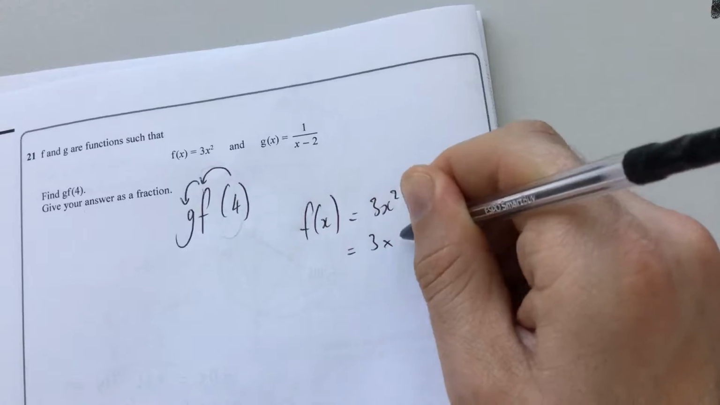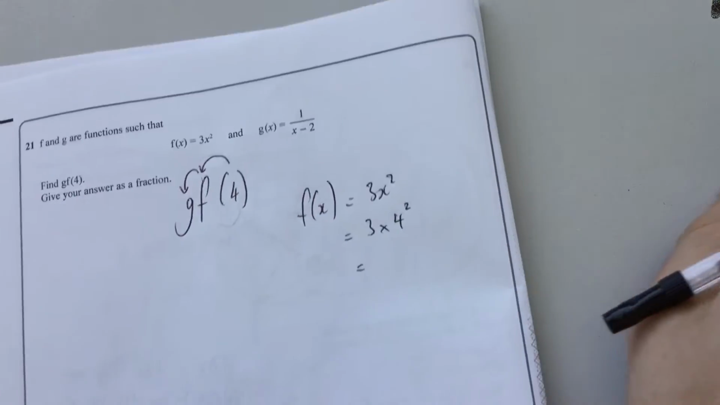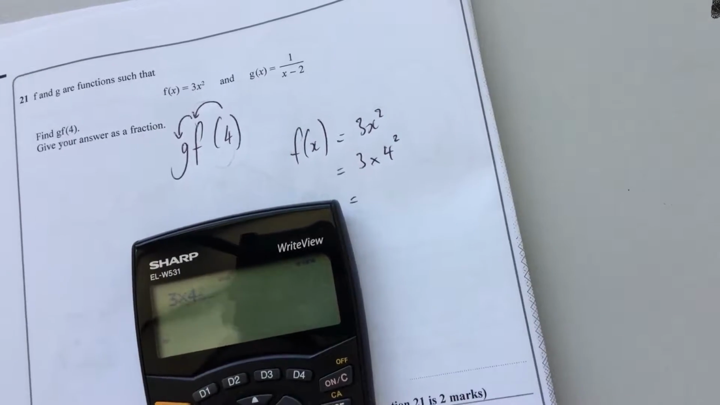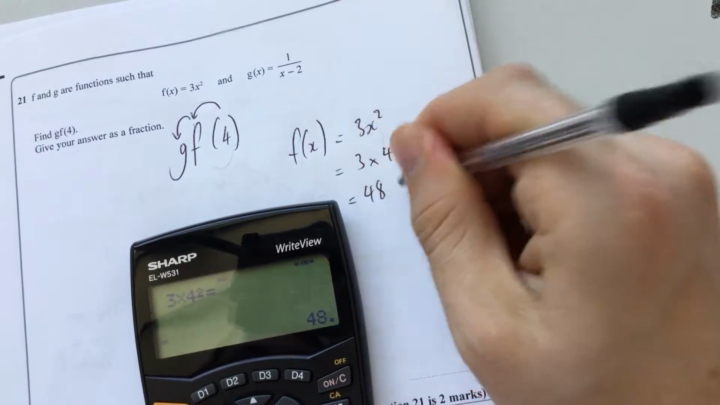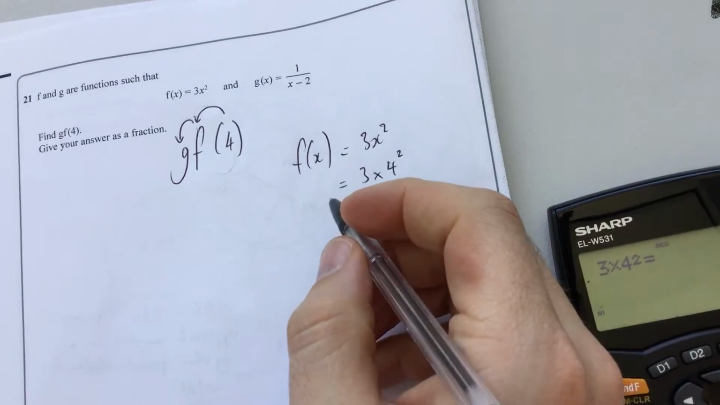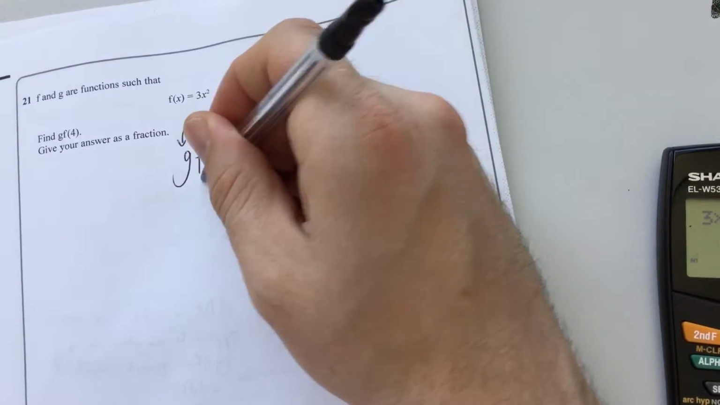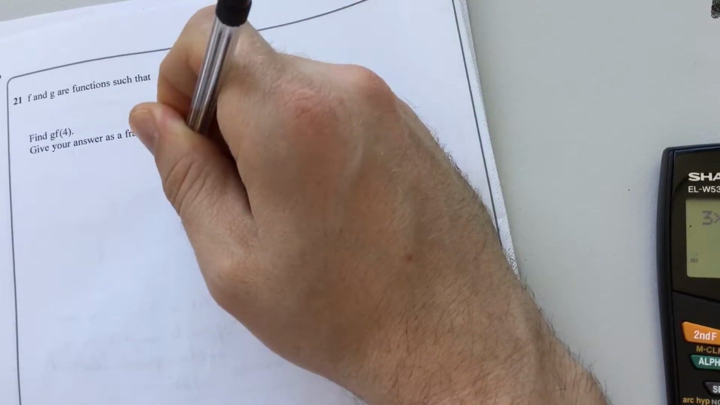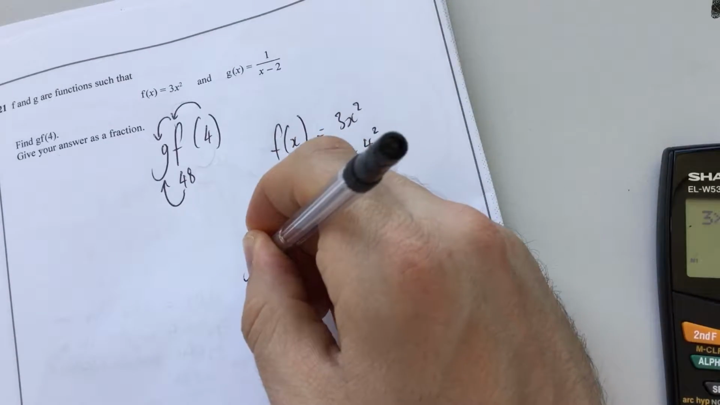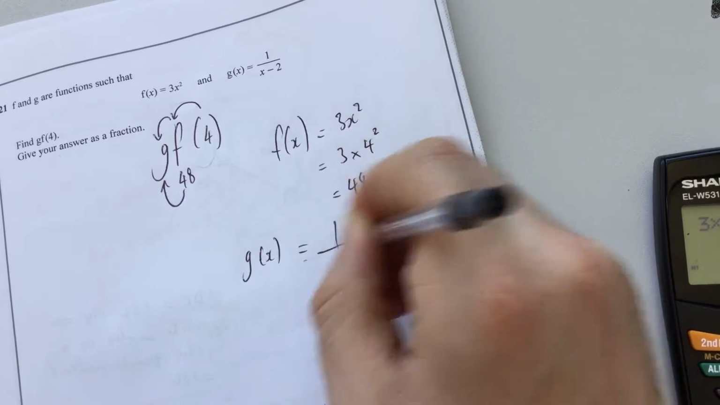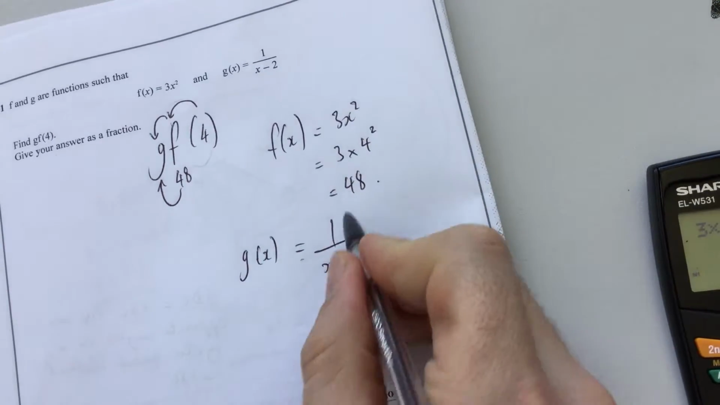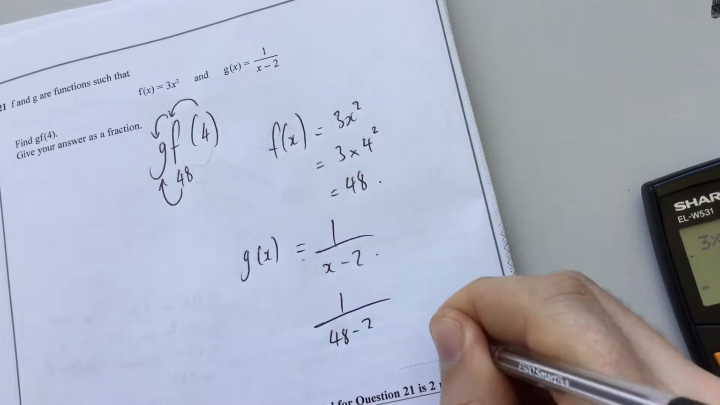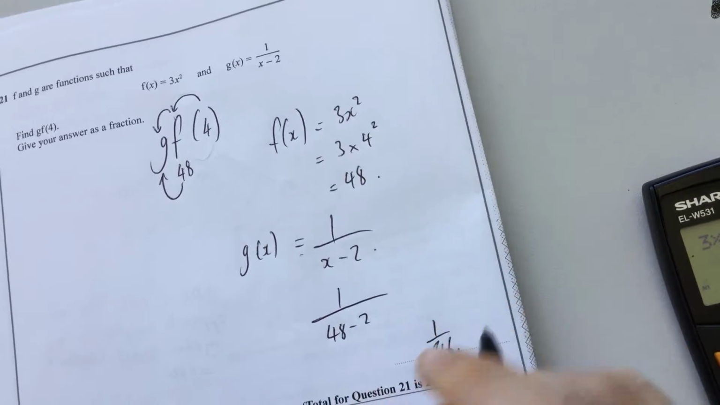So 3 times 4 squared. Okay. So 3 times 4 squared is 48. So that's the first substitution into F. So we've done this one, this is 48, and then we're going to substitute the answer into G. So there's G. So 1 over X minus 2. So we're going to replace the X with 48. So that becomes 1 over 46.